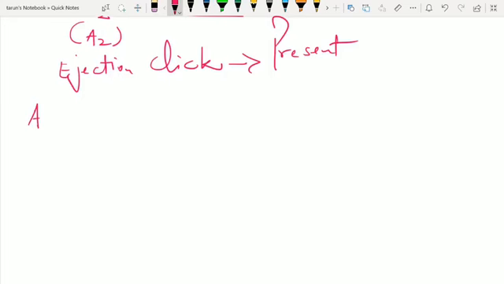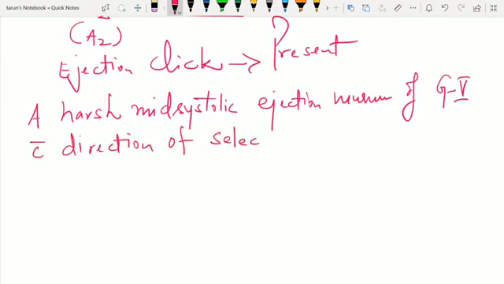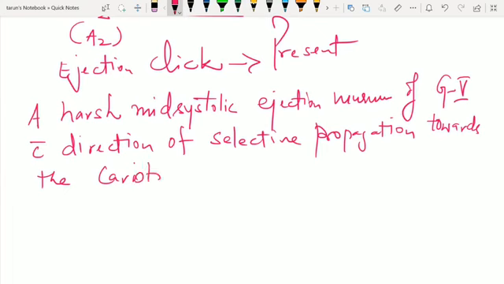Then you will elaborate the murmur of aortic stenosis. You will say a harsh mid-systolic ejection murmur of grade 5 with direction of selective propagation towards the carotid is heard.